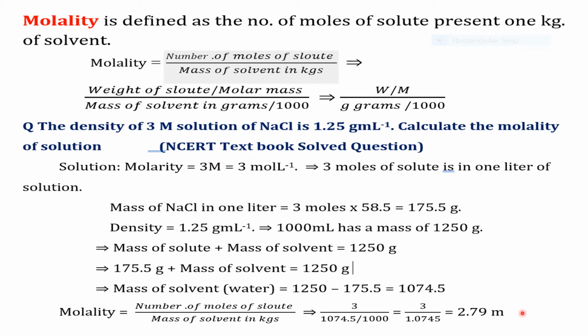So the unit of molality is small m. Please note the difference between molarity and molality. Molarity is the number of moles of solute present in 1 liter of solution, whereas molality is the number of moles of solute present in 1 kilogram of solvent.